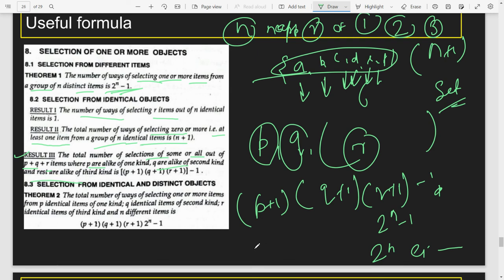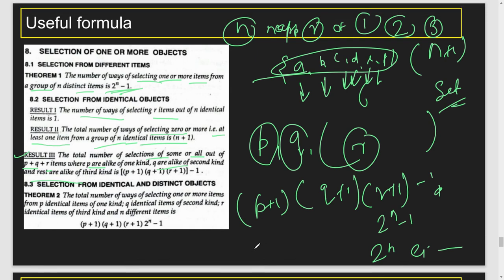Let's say you have P, Q, R of some certain kind of element, and there are n items of different kind, meaning all are distinct. Out of P, Q, R, there are P elements of the same kind, Q elements of the same kind, R elements of the same kind. But apart from that, you also have n elements of different kind. So what you need to do is (P plus one)(Q plus one)(R plus one) into 2 to the power n minus one.